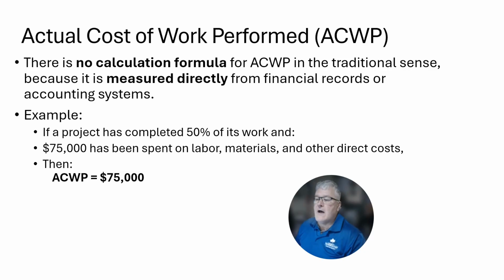Here's another word salad scenario, with terminology for these formulas. The terminology here is actual cost of work performed. There's really no calculation for actual cost of work performed. It's just, again, word salad. It's going, okay, here's what the cost is at this point for what we have done. So example, if a project has completed 50% of its work and $75,000 has been spent on labor, materials, and other costs, then the ACWP is $75,000. Simple enough.